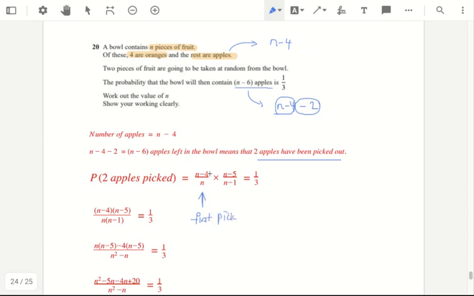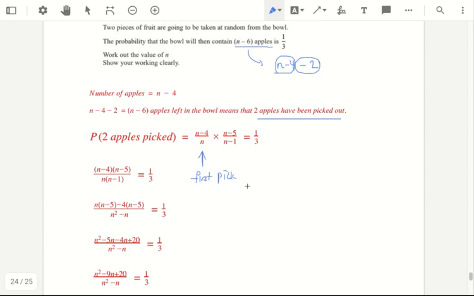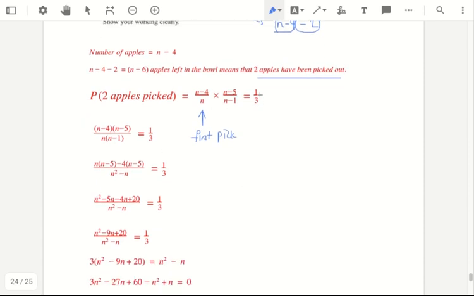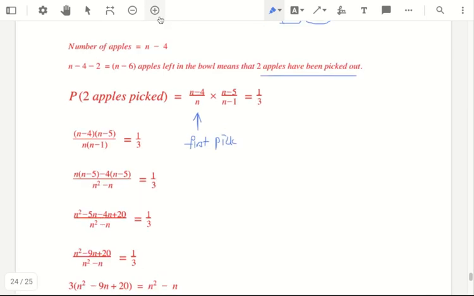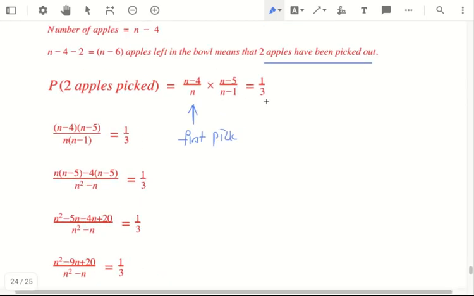Okay, then because my next pick, I have 1 less apple and then 1 less fruit, so I have n minus 5 over n minus 1. Okay, multiply. So this is equals to 1/3. Okay, then from there, I want to find n from this equation. So I need to simplify. So this question is not so easy because we need to simplify it. So I rewrite it as this.